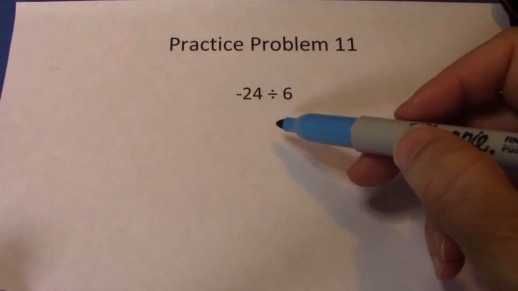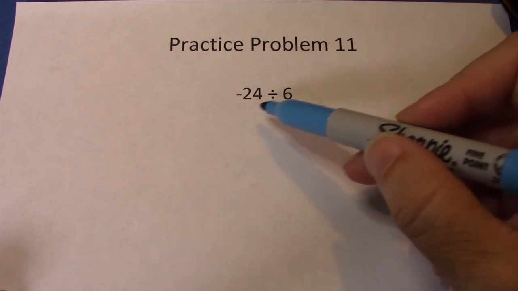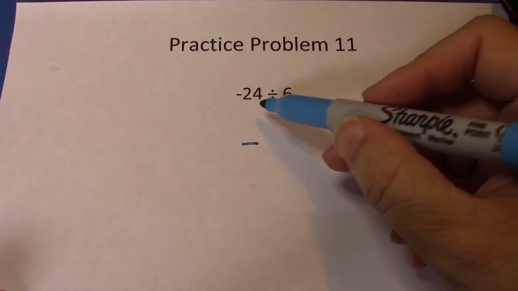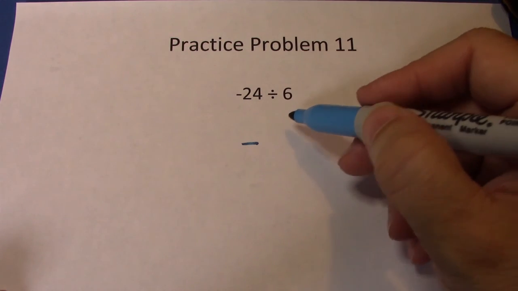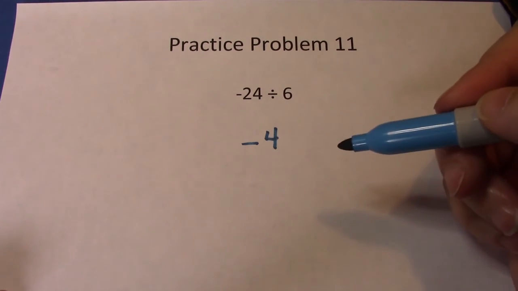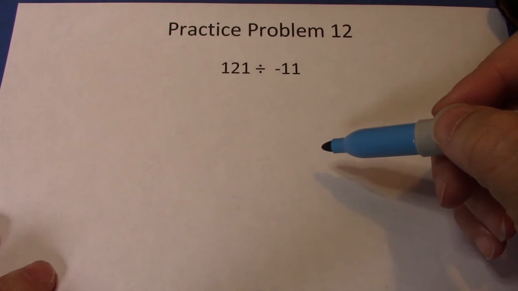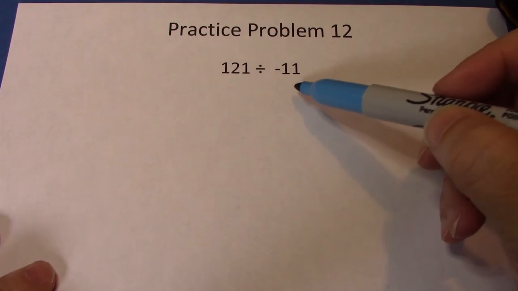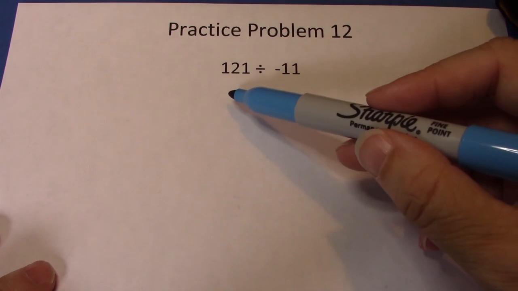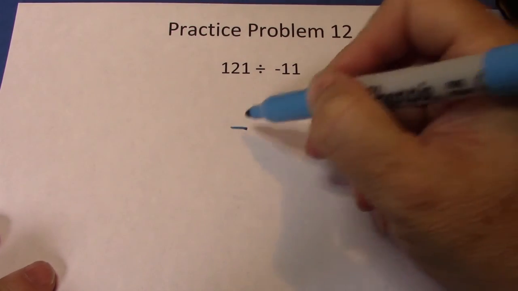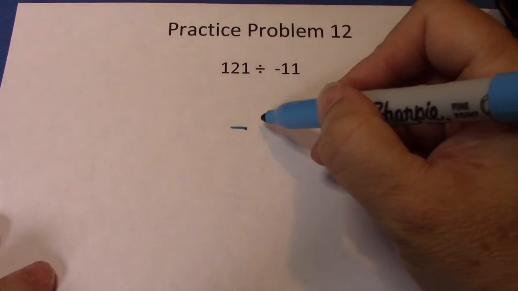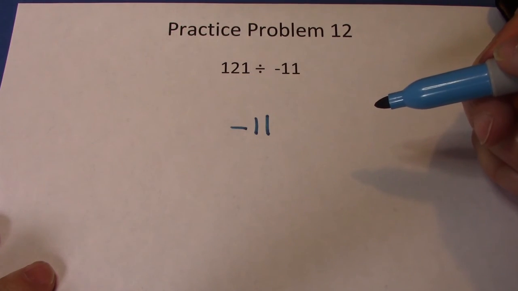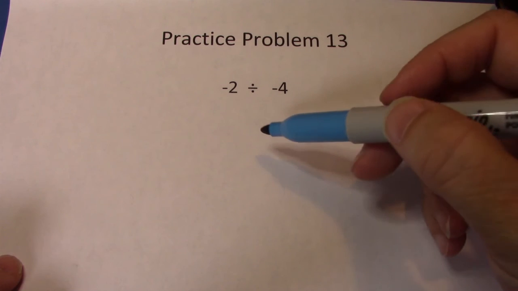Problem 11 is some division now, and the signs are different. Here's a negative and here's a positive, so the answer is going to be negative. 24 divided by 6 is 4. Negative 4. And problem 12 is also division. 121 divided by negative 11. The signs are different, so the answer is going to be negative. And 121 divided by 11 is 11. Negative 11.